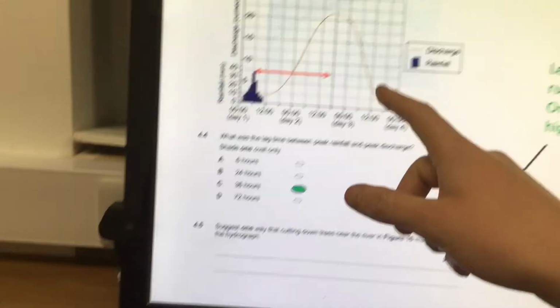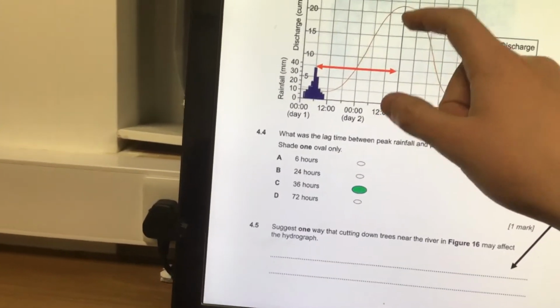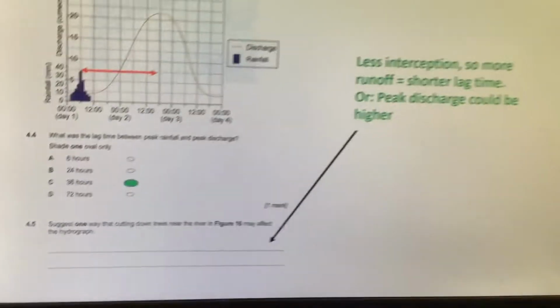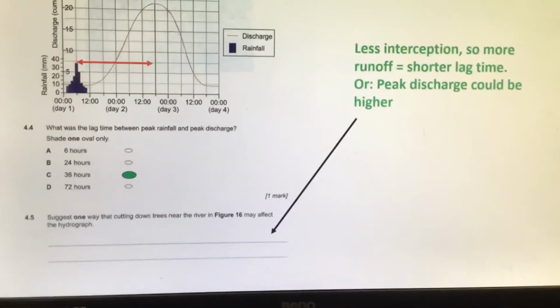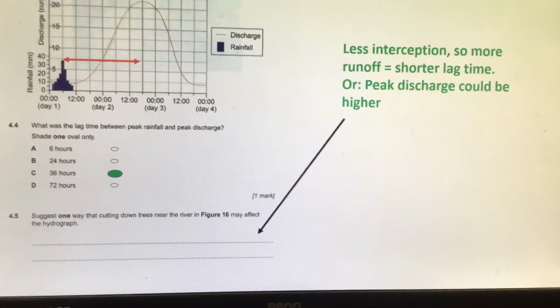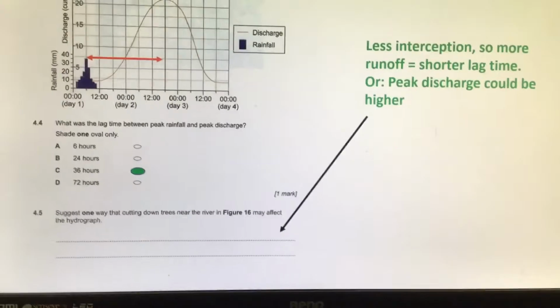So that lag time here will actually be a bit shorter, and the peak discharge might move a bit further this way. You could have also put that the peak discharge might actually be higher, because more water might eventually reach the river rather than landing on the trees and then evaporating straight off them.